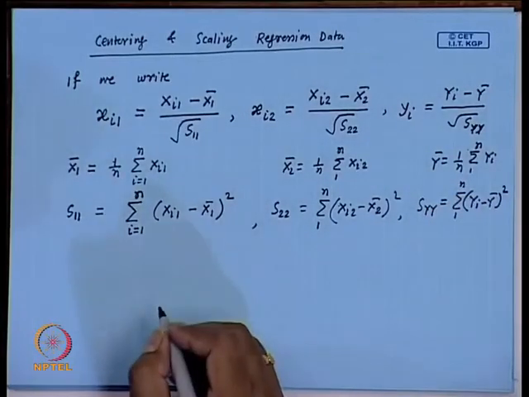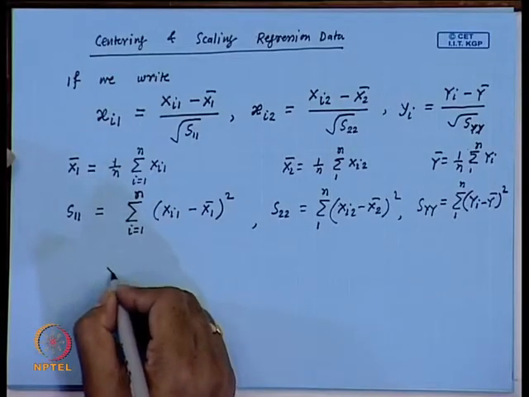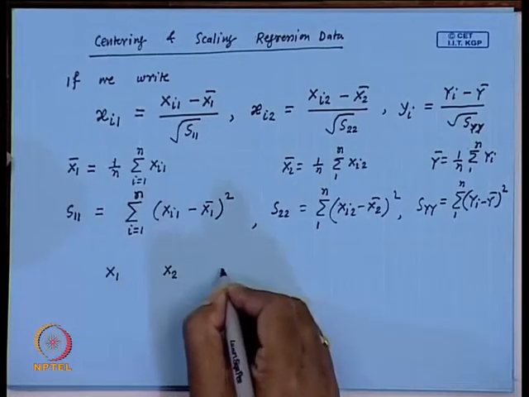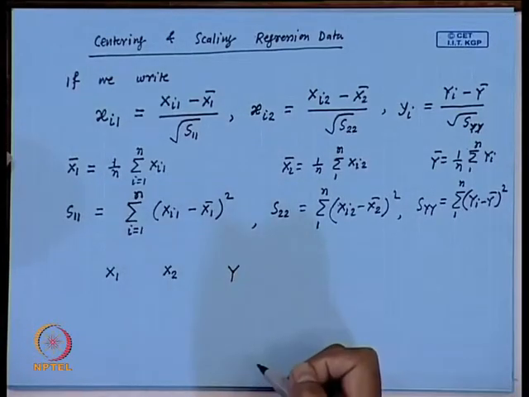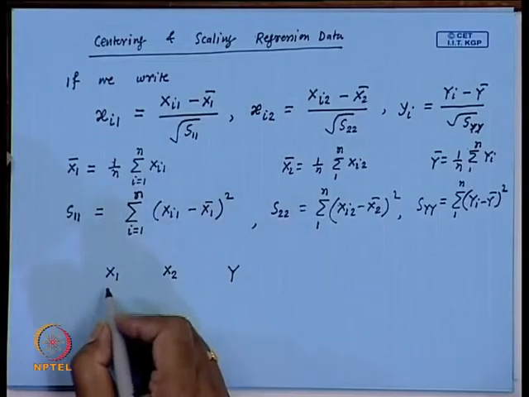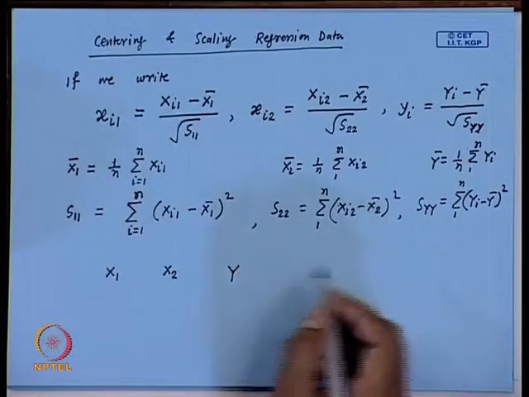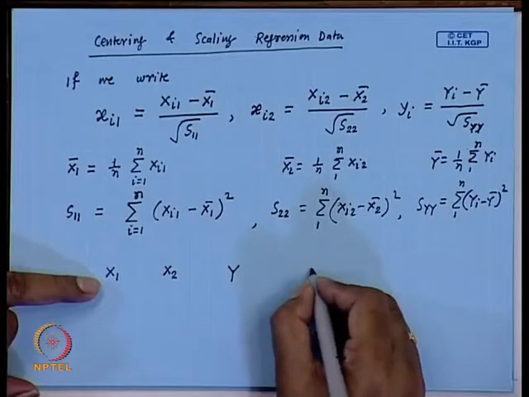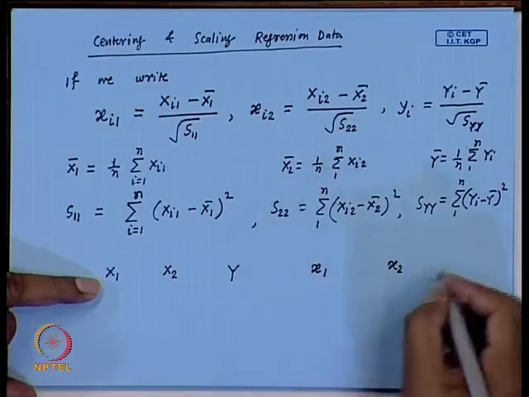Okay. So, what I did here is that my original data is x1, x2 and y, and then what I am doing is that I am replacing this x1 by small x1, small x2, just notation only, and then small y.